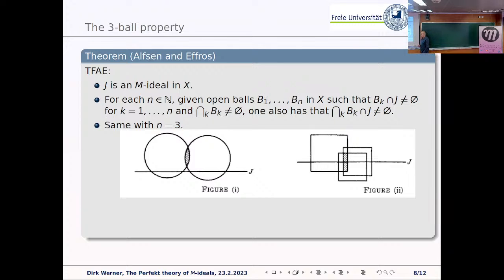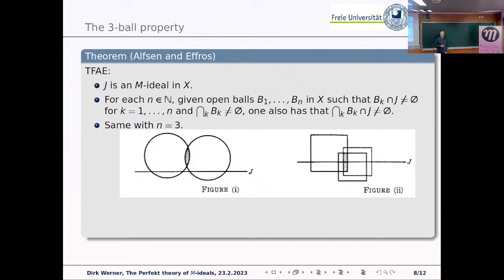The figure on the left shows already with two balls, this fails for the Euclidean norm. So on the left you have two balls that intersect non-trivially. Each of them intersects the horizontal line, but there's nothing in the intersection that is also in the horizontal line. So for the Euclidean norm, already the two-ball property fails, but for the maximum norm, the three-ball property appears to work. And their theorem is this is characteristic of M-ideals. A closed subspace is an M-ideal if and only if for any three balls like this, I have this intersection pattern.